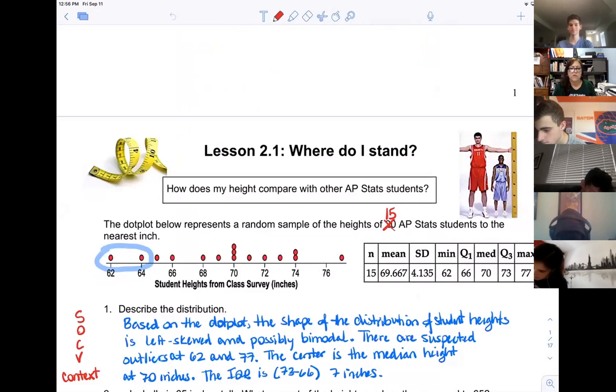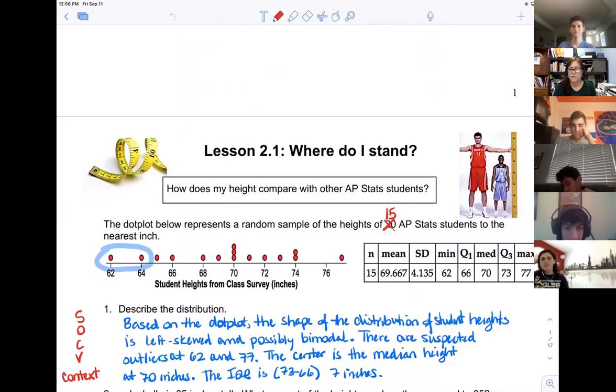And number 1, everybody should have been okay describing the shape: left skewed, possibly bimodal, is the way that I saw it. You might have seen it as unimodal, looking at 70 as the only peak, and then approximately symmetric.